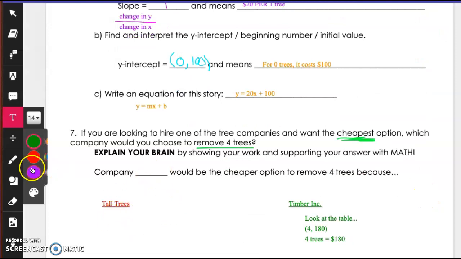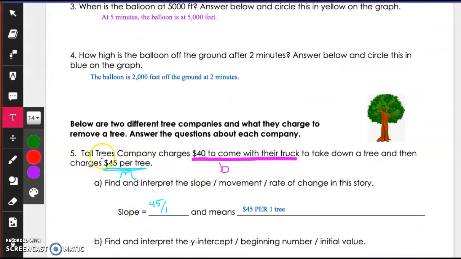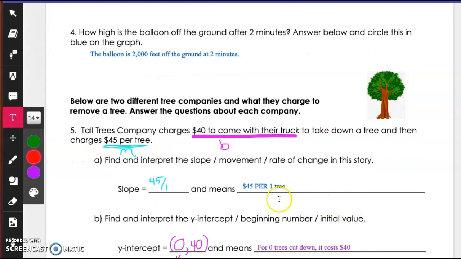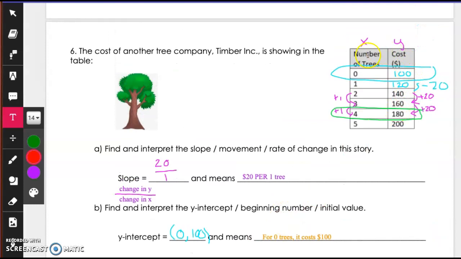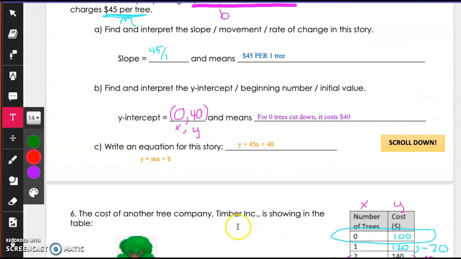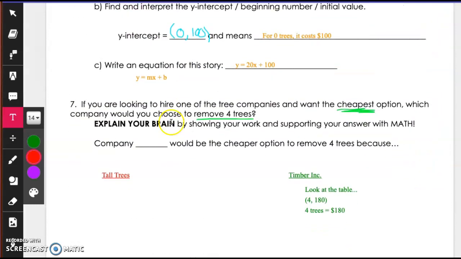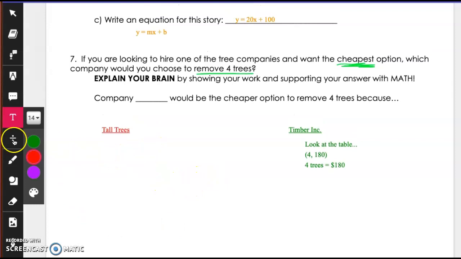We need to figure out 4 trees, how much that would be for Tall Trees Company. And it doesn't tell us. It's a story. I don't have a table or anything. So I am going to take a moment. I am going to set up a table kind of like this, but instead for Tall Trees Company. Go ahead and do that for yourself. I'll jump back on with a table ready for us to go.